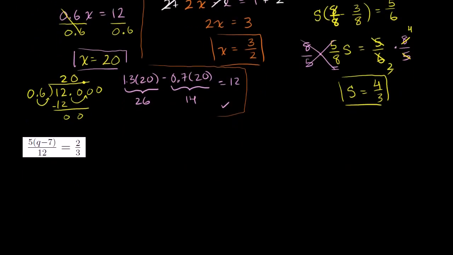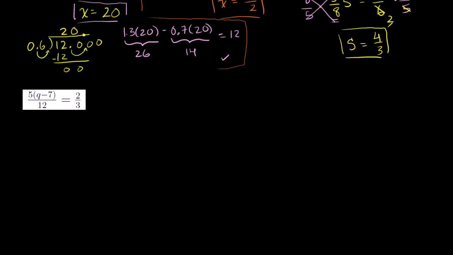Let's do one more of these. So here I have 5 times q minus 7 over 12 is equal to 2/3. Let me write this. And I could rewrite this as just 5/12 times q minus 7 is equal to 2/3. And what I want to do with this video is to show you that I can do it two different ways, but as long as I do legitimate operations, I should get the same answer.